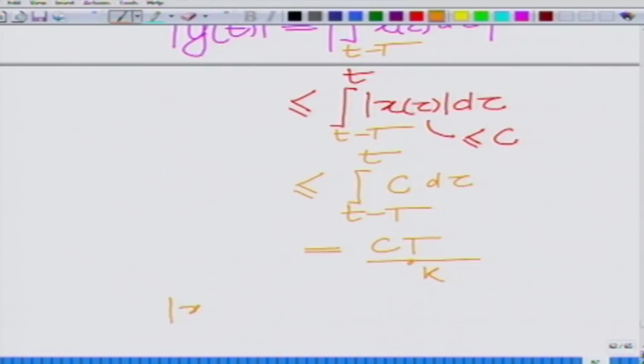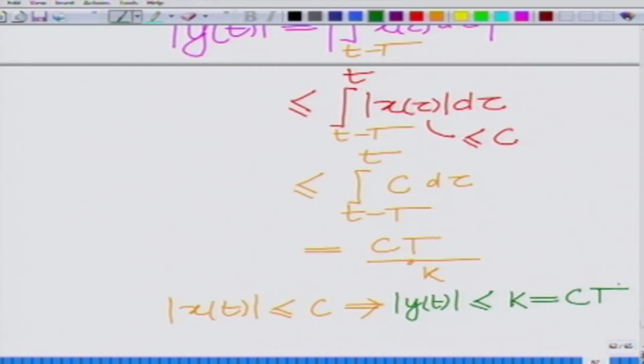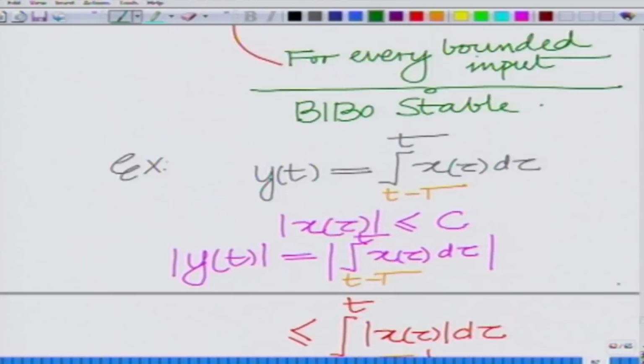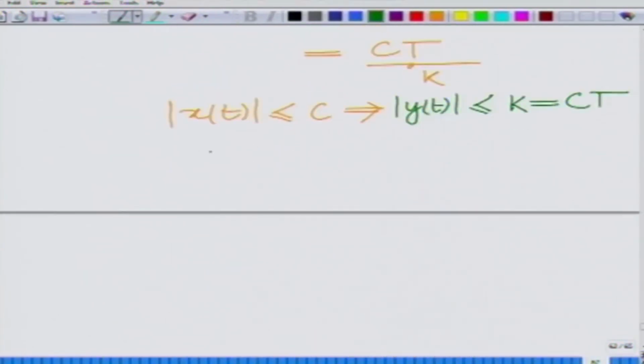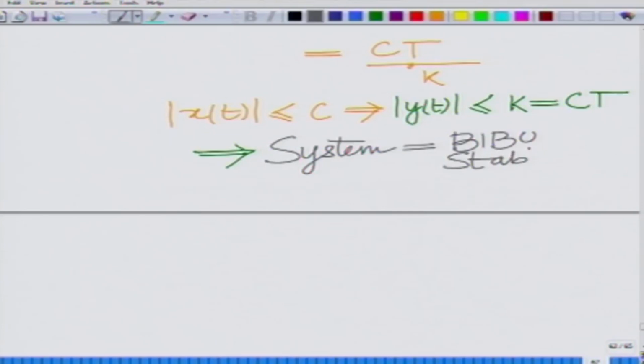So magnitude of x(t) less than or equal to c implies magnitude of y(t) less than or equal to k, equal to c T. Okay, and therefore such a system is BIBO stable. It implies the system is bounded input, bounded output stable. Okay, so it satisfies the BIBO stability criteria.